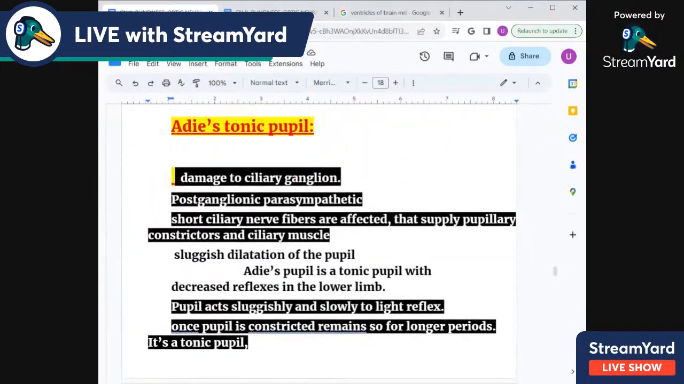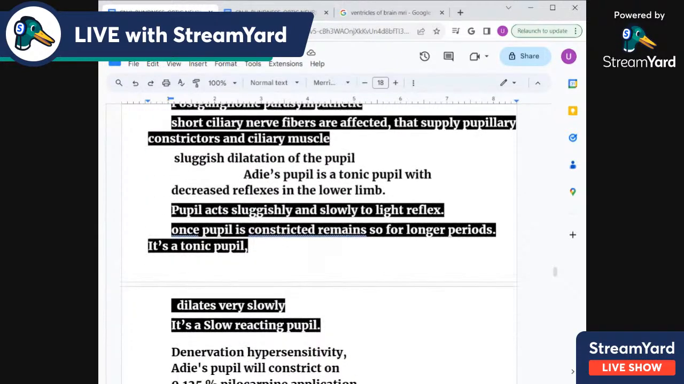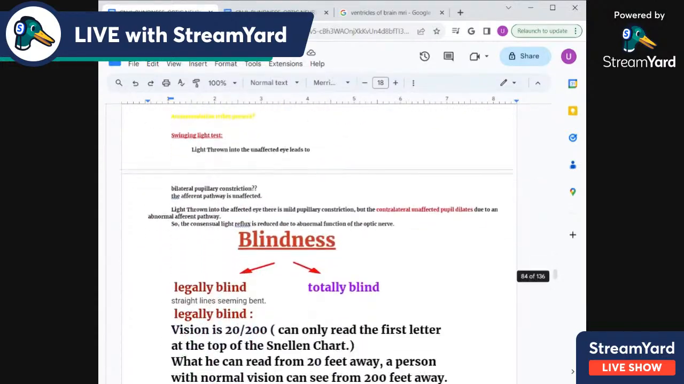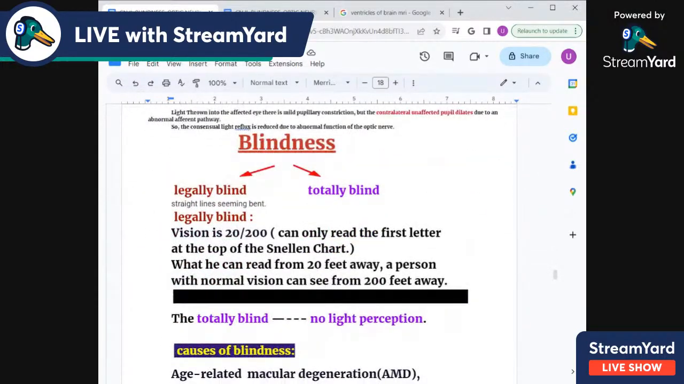Then we have ADS people. If you want, I can, but it's a defect in the third nerve, ciliary ganglion. So that's it for the day, and then we'll do this blindness in the next one.